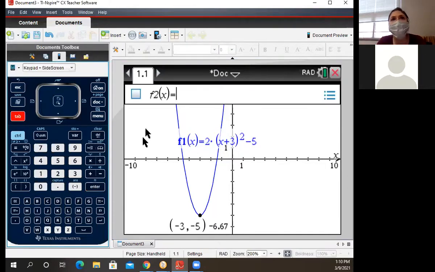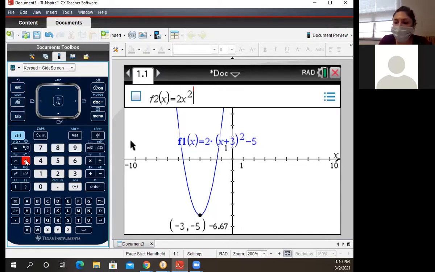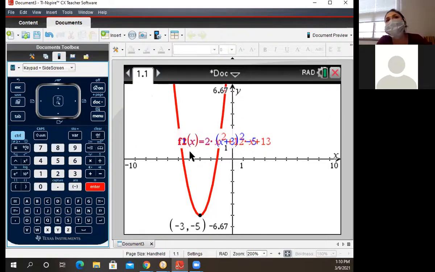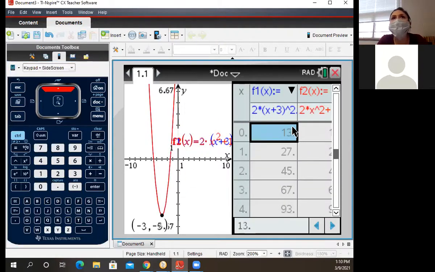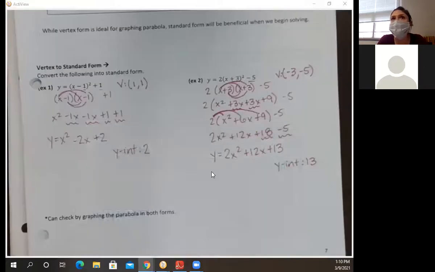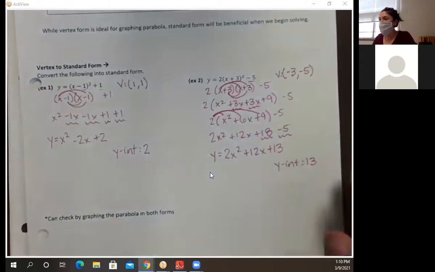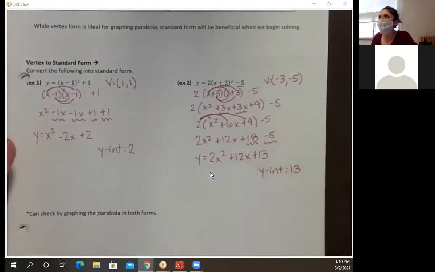And then I'm going to go ahead and graph our standard form. So 2x squared plus 12x plus 13. It completely covers my blue graph, so I know I've transformed that correctly to standard form. And then again, we can check our y-intercept. So if I bring up my table here and I scroll up to when x is 0, I can see my y-intercept is 13 again. Okay, so you can check this using your calculator. Questions for me so far?